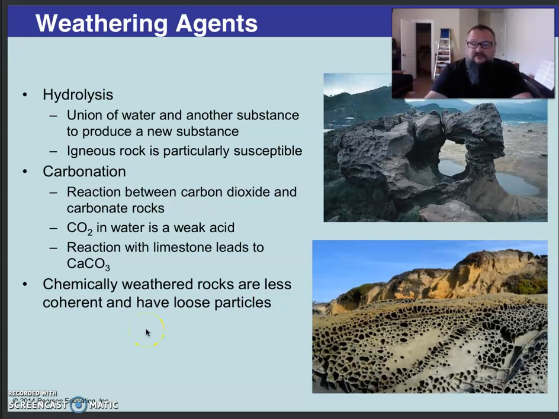If you ever go down to any of the Missions, the Alamo, those old buildings, you won't find any 90-degree corners on any of those buildings. Why? Because over the course of a couple centuries, those 90-degree angles have turned into nice rounded edges as the limestone just wears away and wears away.